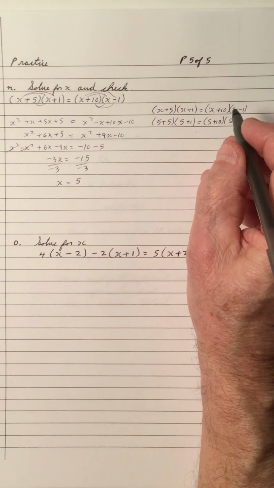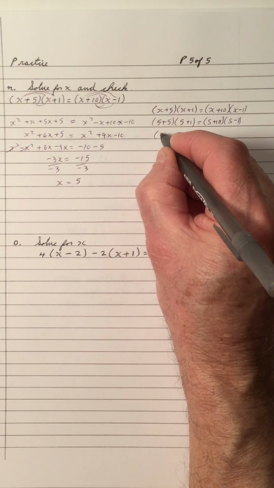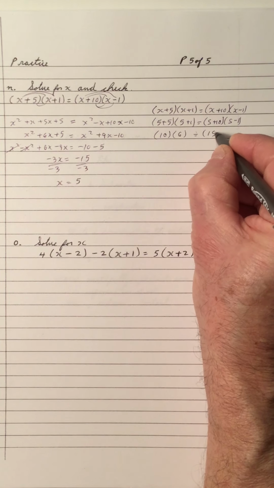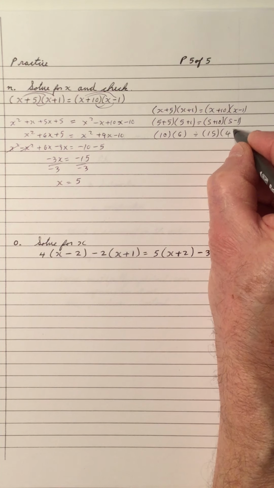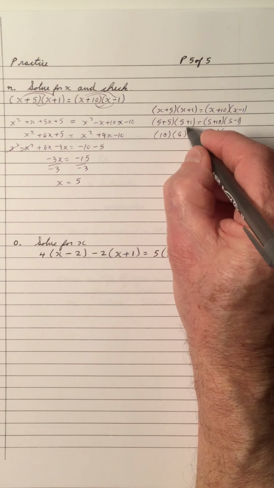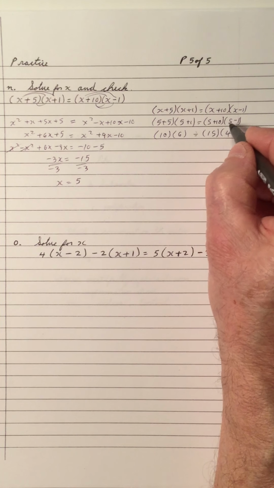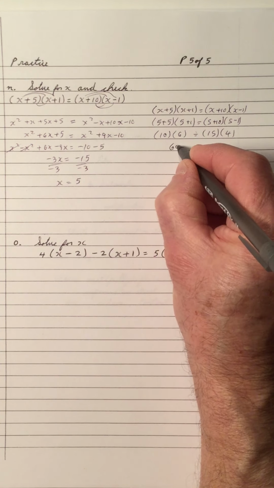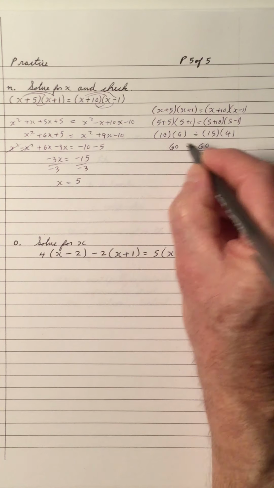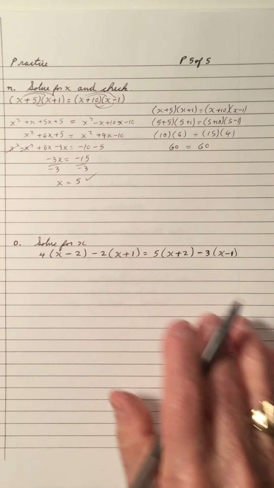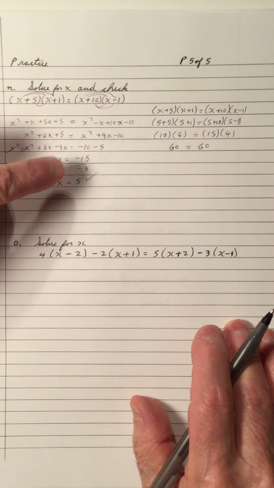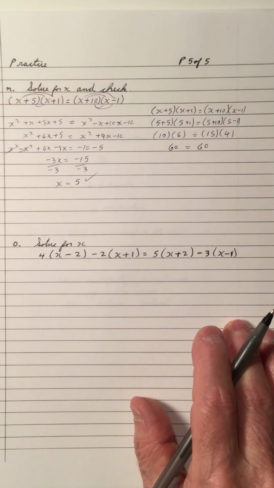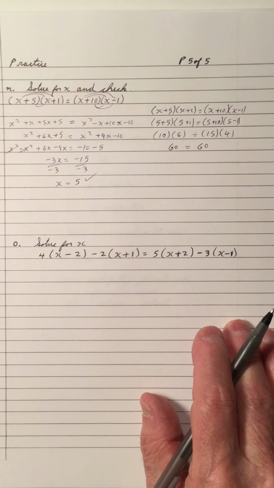Now, in BEDMAS, we have to simplify the inside of the brackets first. 10, 6, 15, and 4. 5 add 5 is 10, 5 add 1 is 6, 5 add 10 is 15, 5 subtract 1 is 4. 10 times 6, 60. 15 times 4, 60. So the solution to this equation is 5. And we checked it. We got 60 on each side, so everything is okay.